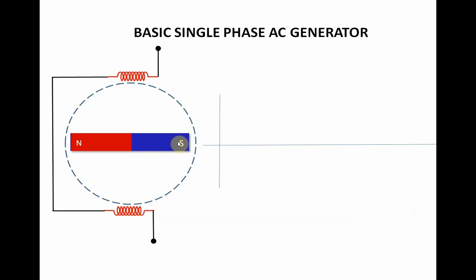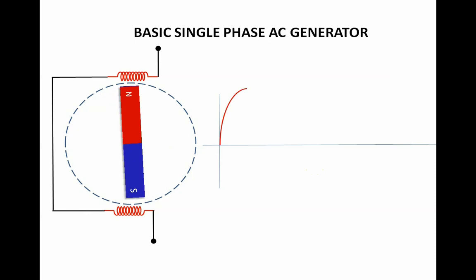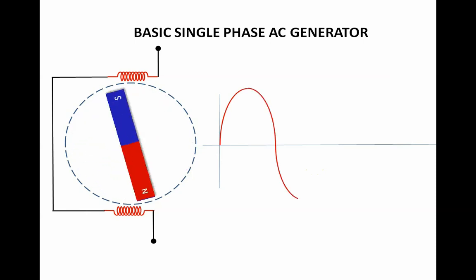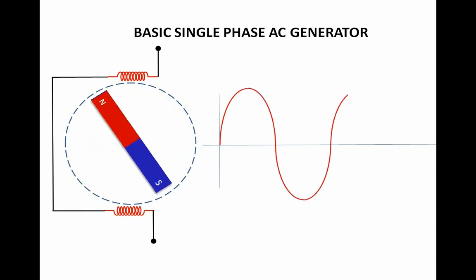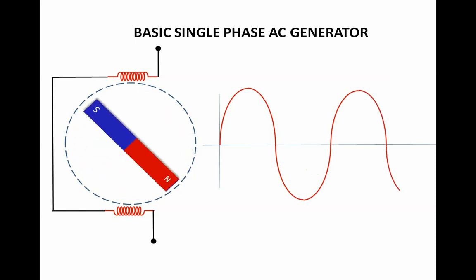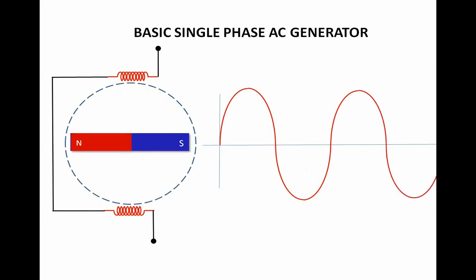Now we have a permanent magnet here as our field, and our coil here as our armature. What is represented here are two coils, but actually this is one coil wound around our field. Now when this magnet turns, this would happen. As the field rotates closer to the coil, the induced voltage also increases, thus this waveform is presented.